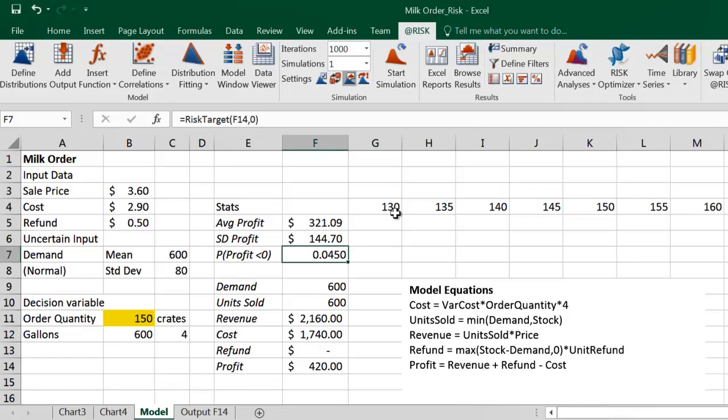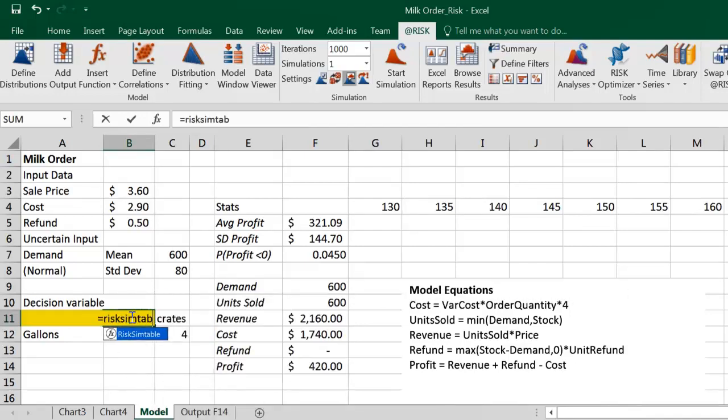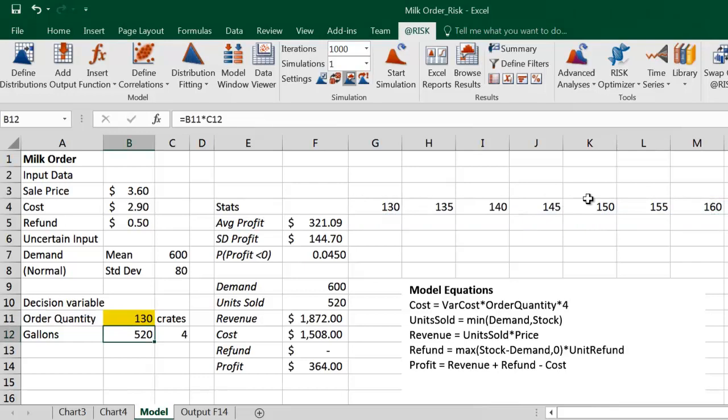For that, we can create a table and we can use the function in @Risk that is called Risk sim table. So what I'm going to do, instead of putting 150 there, I'm going to use that function, this Risk sim table, and then I'll highlight the values. Okay, so now it picks the first value that I have there and puts it inside my spreadsheet.